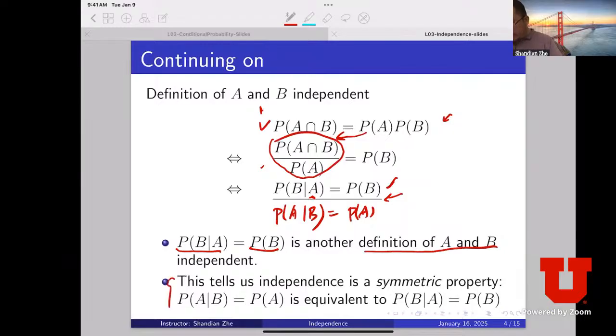Those results tell us independence is essentially a symmetric property. When we say the conditional probability of A given B is the marginal probability of A, it is equivalent to saying the conditional probability of B given A equals the marginal probability of B.